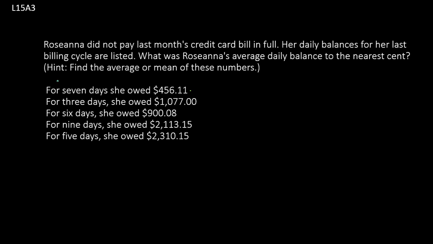So the reason they wrote it this way was to save space. They could have written it longhand, which would have been to say she owed $456.11, then she owed $456.11, then she owed $456.11, and so on 7 times, and then they would repeat this number 3 times, this number 6 times, 9 times, 5 times. So rather than actually listing out about 30 numbers for us, they just abbreviated, okay? So we have to account for the fact that these numbers have different weights.